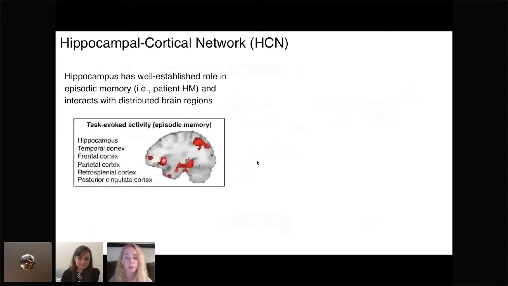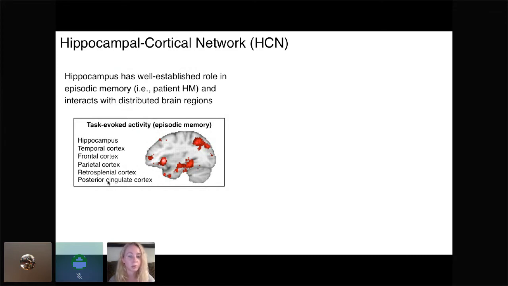And one way we can observe or measure this network is using task-evoked fMRI activity. So this is an example from Neurosynth, the results from using the search term episodic memory. So these are regions that have a strong BOLD activity or really light up during episodic memory, whether that be the encoding or retrieval processes. And these are regions that we typically consider to be part of this network, the HCN.